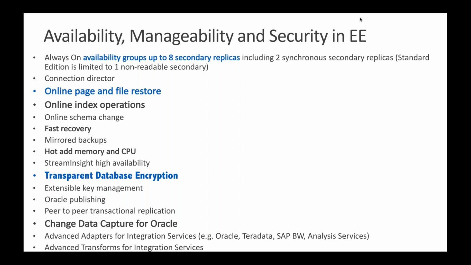So availability, manageability, and security features that are only in Enterprise Edition. Like we were just talking about, the big one is always-on availability groups, up to eight secondary replicas, including 2 synchronous secondary replicas. Standard Edition is limited to 1 non-readable secondary. Online page and file restore, that's another pretty big one. Online index operations, so index rebuilds and reorgs being online is only Enterprise Edition. Fast recovery is Enterprise Edition.